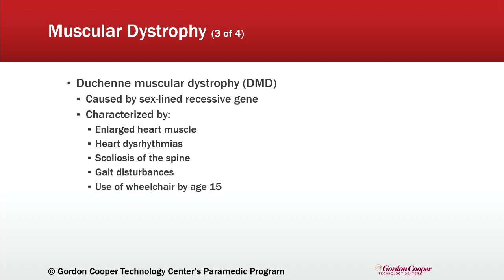Duchenne muscular dystrophy is the most common type of muscular dystrophy. It's caused by a sex-linked recessive gene. This mainly affects boys and is characterized by enlarged heart muscle and also dilated cardiomyopathy. Heart dysrhythmias are common. Patients often develop scoliosis of the spine. Gait disturbances are typical, and most patients end up being wheelchair bound by the age of 15.